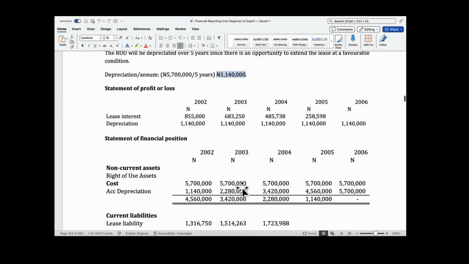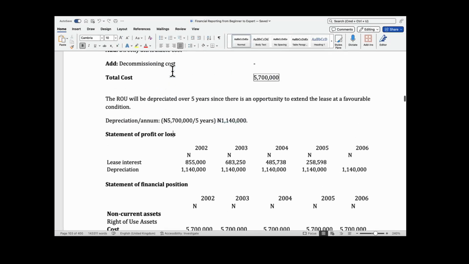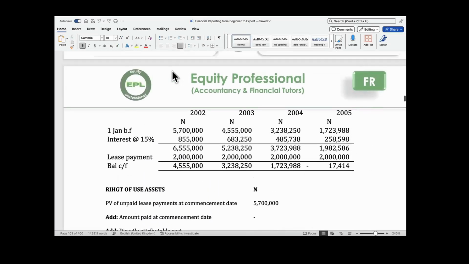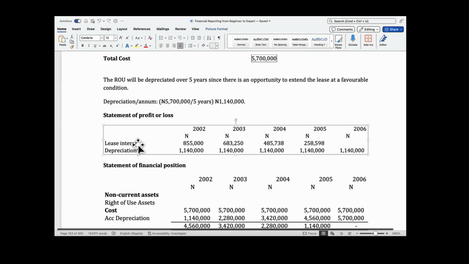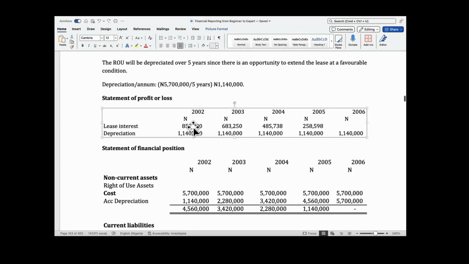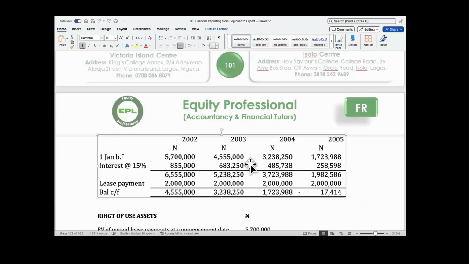Then let's prepare our statements. My P&L: for my workings, what goes to P&L from this lease schedule is just the interest. So the lease interest, you will see that in 2002, 855,000; 2003, 683,250; 2004, 485,738; 2005, all of those figures we got from our schedule here. From this 855, they all go to P&L.